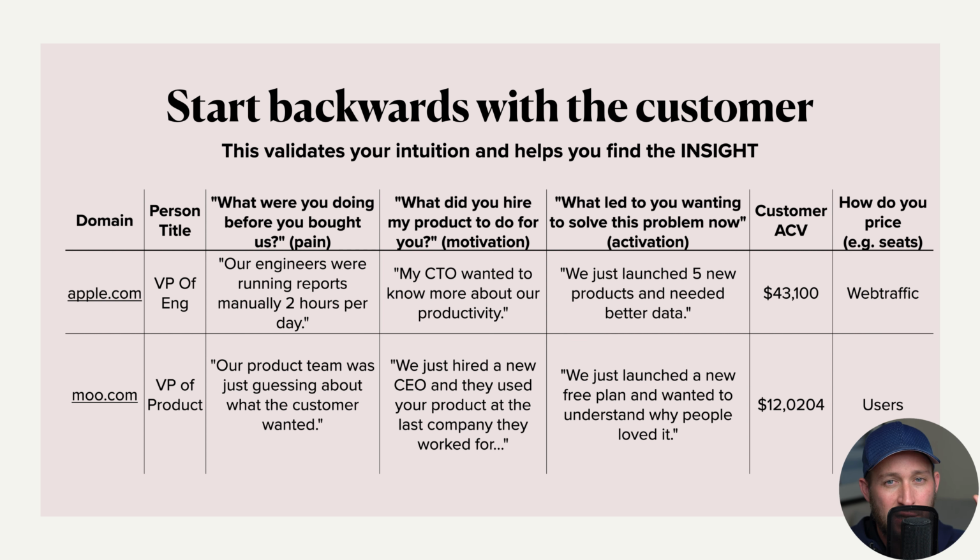So start with your existing customers. That's the fast way to do it. Get the domain, get the person or the title that bought. What were they doing before you bought us? What was your kind of day-to-day? And that's the quantification of the pain, right? We were spending X amount of time or X amount of hours, or we weren't doing anything, and we were sitting on this huge gold mine.